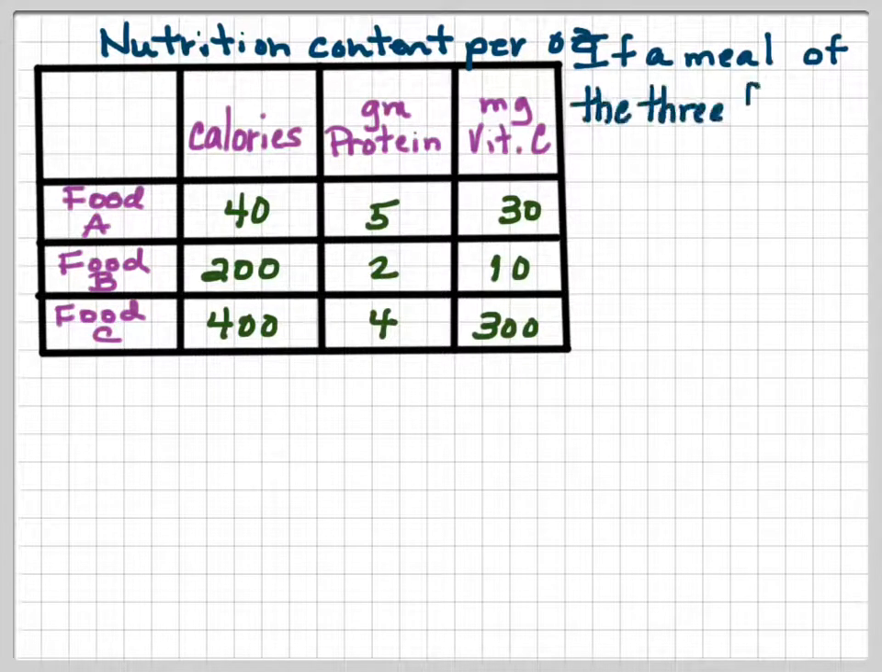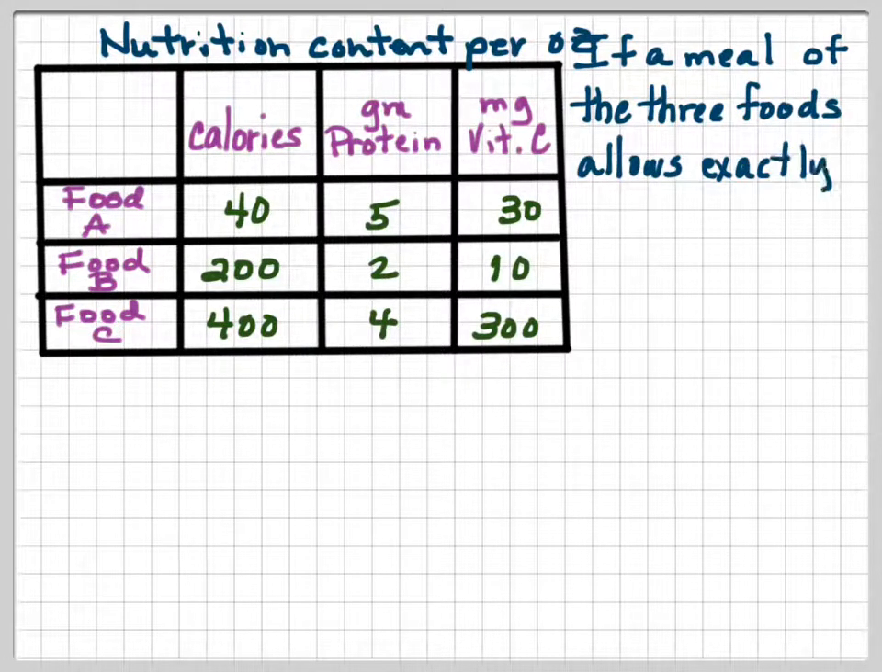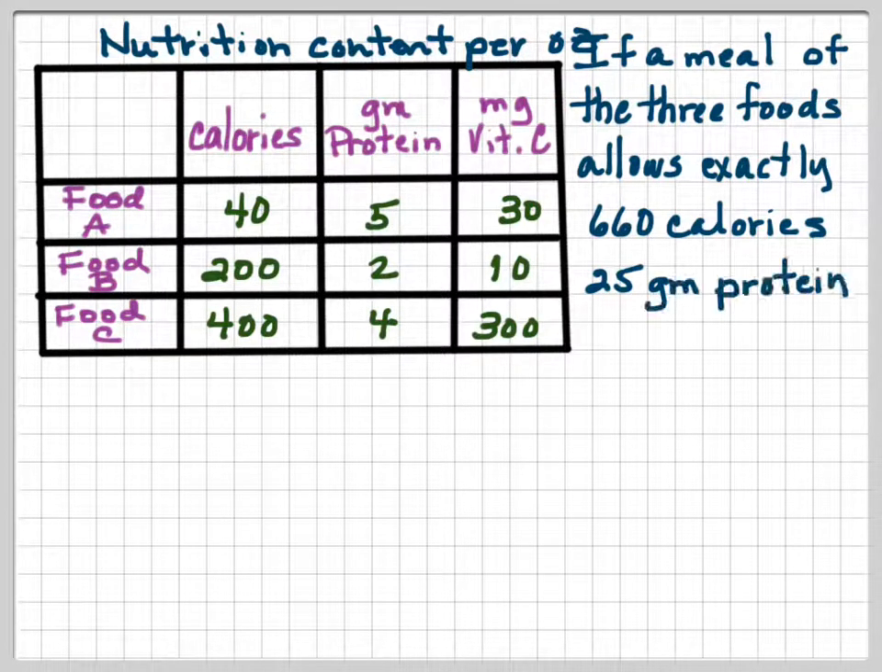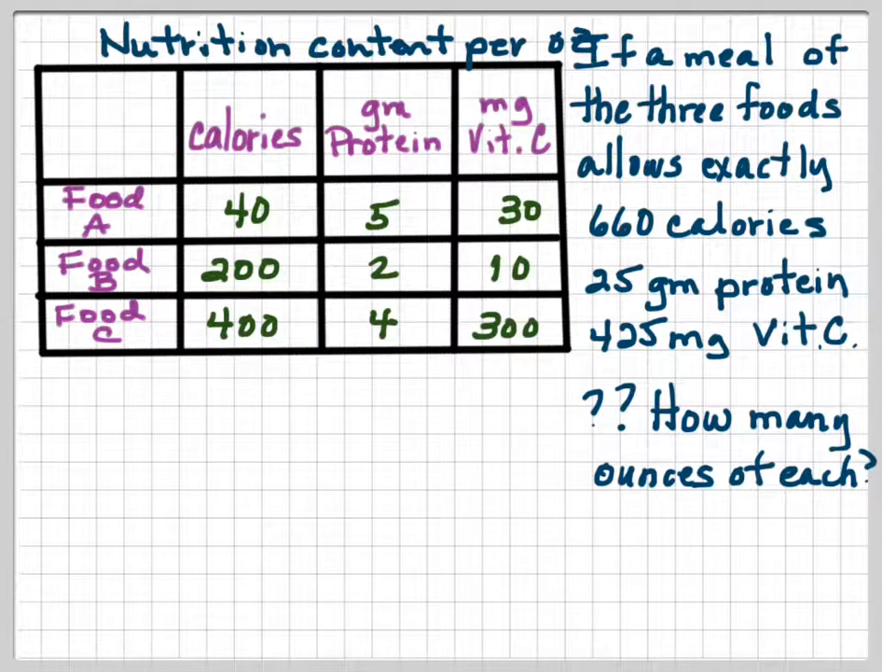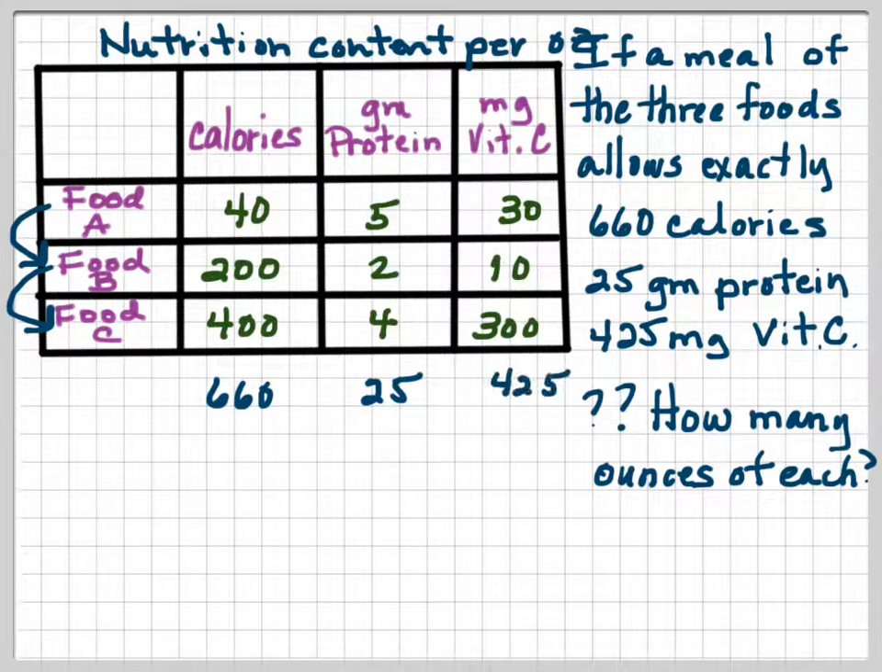So if a meal of the 3 foods allows exactly 660 calories, 25 grams of protein, and 425 milligrams of vitamin C, we want to find out how many ounces of each we need to fulfill those requirements. So we know if we add food A plus food B plus food C, we have to come up with 660 calories, 25 grams of protein, and 425 milligrams of vitamin C.